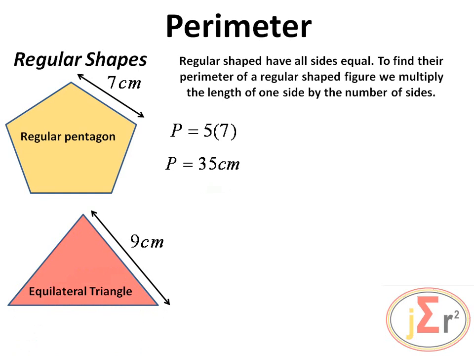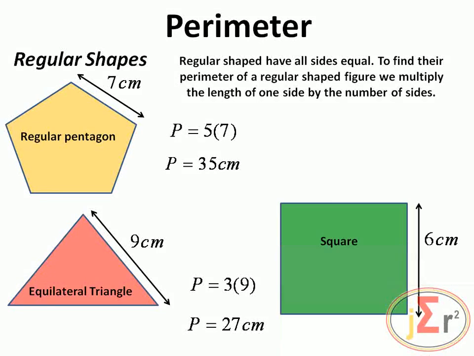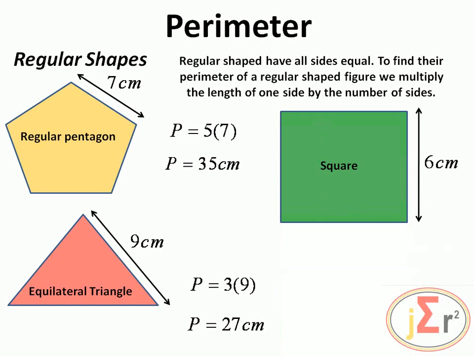Equilateral triangle. The equilateral triangle has 3 equal sides, so 3 multiplied by 9, and that is equal to 27. A square is a regular quadrilateral. All sides are equal, 4 of them. So the perimeter is 4 times the length of each side, and the length of one side is 6. So 4 times 6, we have the perimeter is 24 centimeters.